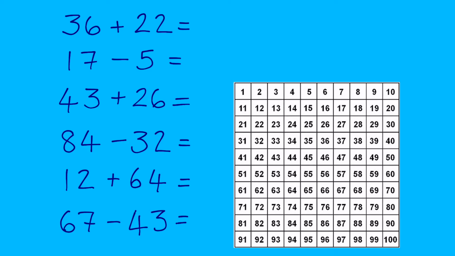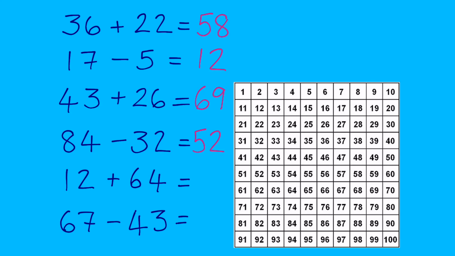Okay, how did you find that? Right, let's look at the answers then. So the first one, 36 plus 22 is 58. 17 take away 5 is 12. 43 plus 26 is 69. 84 take away 32 is 52.